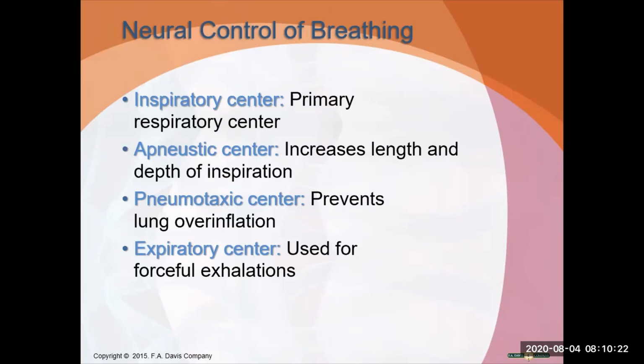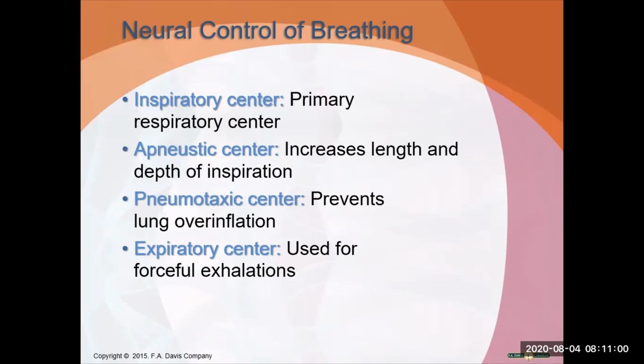Number one, the inspiratory center sends impulses to the intercostal muscles via the intercostal nerves and to the diaphragm via the phrenic nerves. The inspiratory muscles contract, causing inhalation. Nerve output then ceases abruptly, causing the inspiratory muscles to relax. The elastic recoil of the thoracic cage produces exhalation.